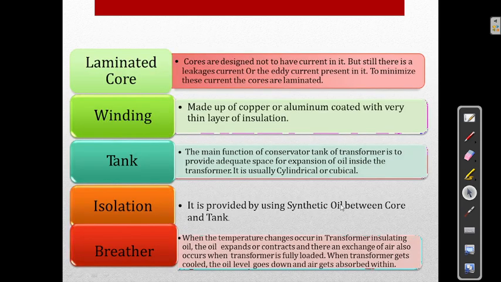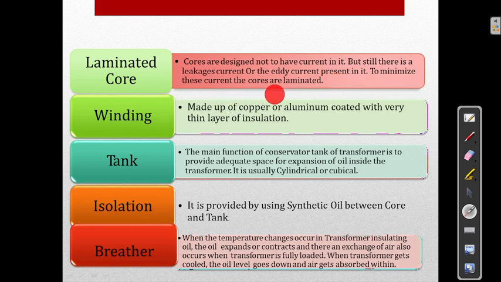The types of transformers and the parts of the transformer we will see one by one here. The first ones are the laminated core and winding, tank, insulation, and breather. These are the parts of the transformer. First one, cores are designed not to have a current in them, but still there is leakage current or eddy current present in them.